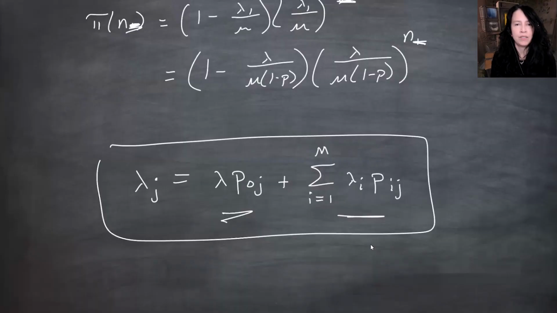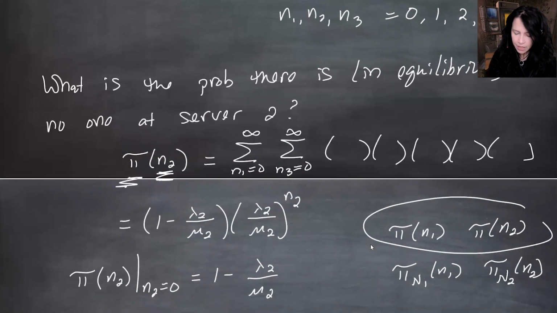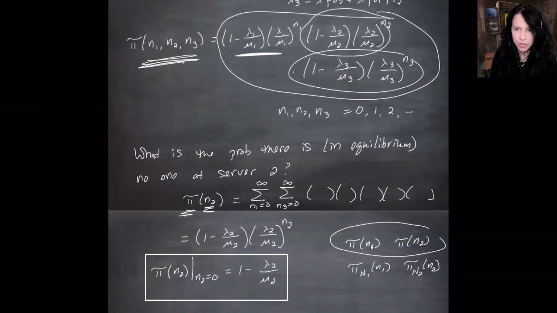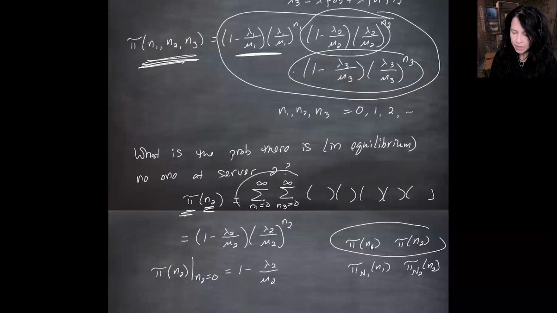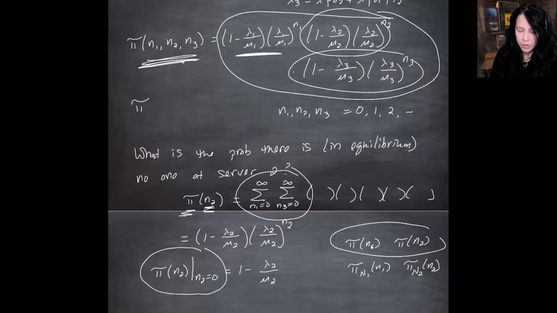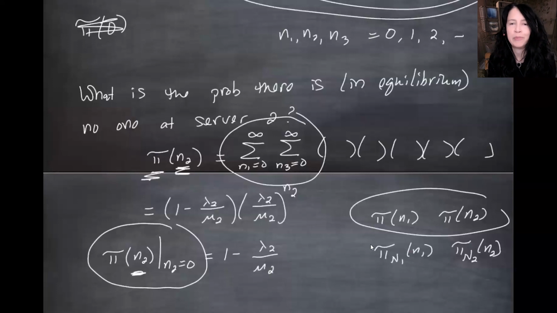Yeah, so going back to the question, what is the probability there's no one at server 2 in equilibrium? What I did first is just try to get the marginal distribution for the number of people at server 2 by summing out all the people at server 1 and server 3. And then plugged in 0. And I wrote this in this strange way because what the heck is pi 0? Everything is being called pi. So I was like, this is defined by its argument to be the stationary distribution for the number of people at server 2. And then I plugged in 0.